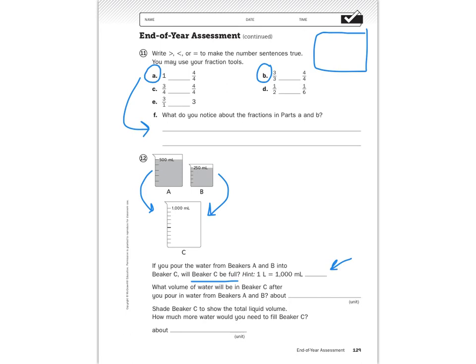And then it says, what volume of water will be in beaker C after you pour these 2 beakers, A and B, into it? And then you have to tell what the volume will be and include the units. And then you have to shade beaker C to show the total liquid volume. How much more water would you need to fill beaker C? Go ahead and do those problems today.